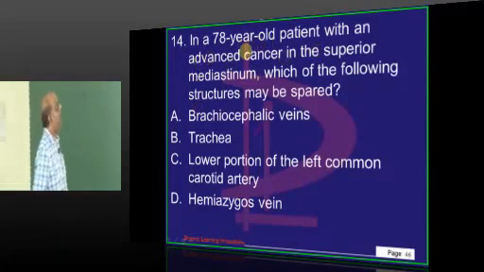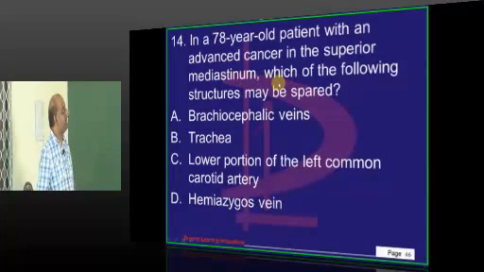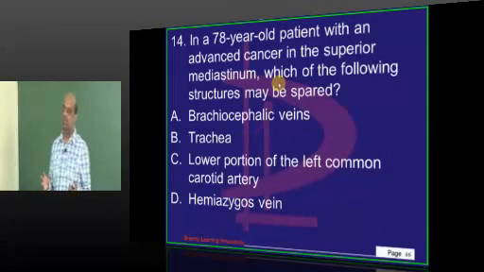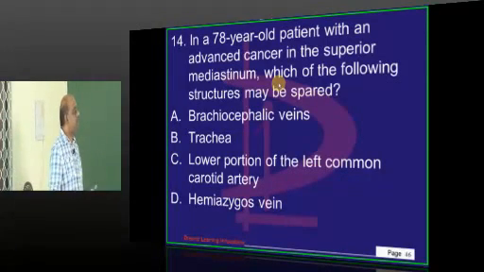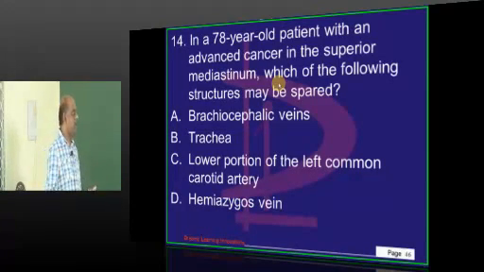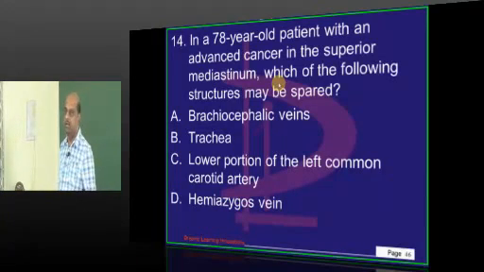Now in a 78-year-old with advanced cancer in the superior mediastinum, there is a compression. Then which structure is not involved in the superior mediastinum? Otherwise, straight away asking which is not a superior mediastinal structure, basically. What is your guess, doctor?